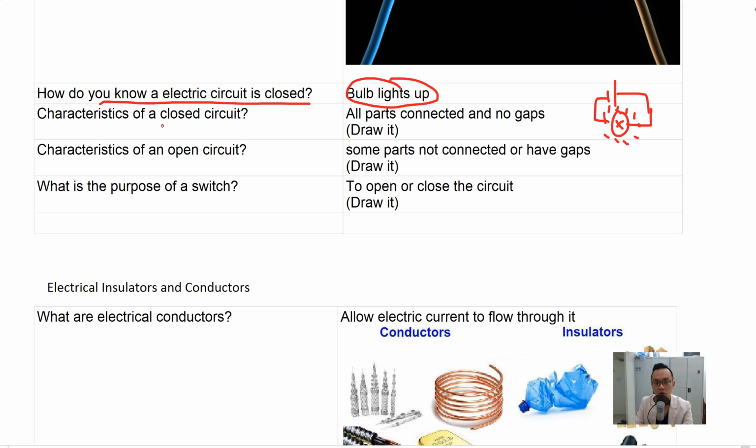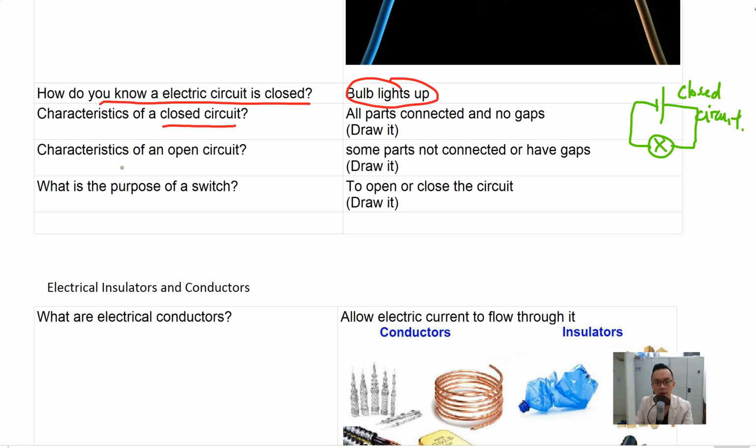And what is a closed circuit? It's that all parts are connected and there are no gaps. So that means you have a battery over here. These two lines, by the way, stand for a battery. And all parts are connected to the battery, into the bulb. This is the bulb, and all parts are connected. There's no gap in this, so this is a closed circuit.